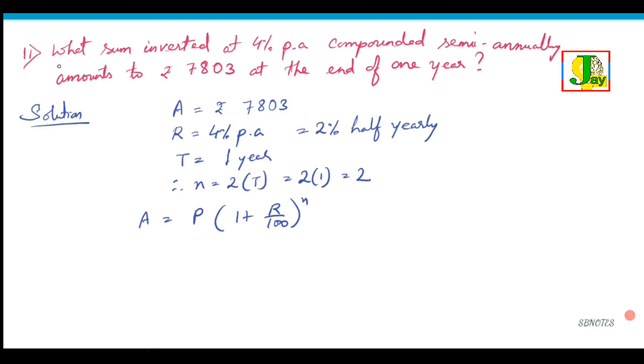Question number 11, in this we have to find what sum was invested, that means P has to be found, and where it says amounts to, that is the amount. So amount is 7,803 rupees. R is 4% per annum, but compounded semi-annually. Okay, so it will be 2% half yearly. And time is 1 year, so how many conversion periods will there be? 2 into 1, that is 2. Now we just put the values in the formula. How much is the amount? 7,803.